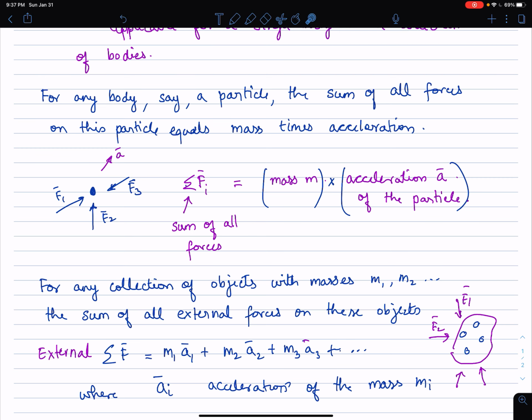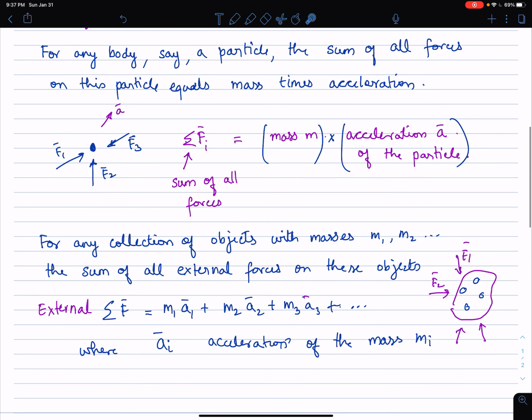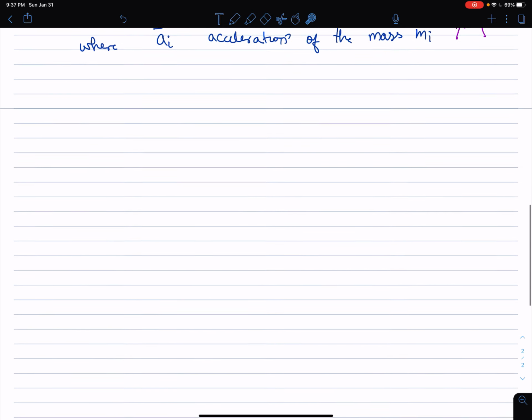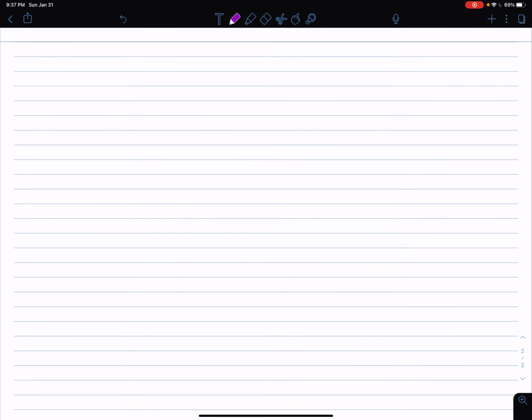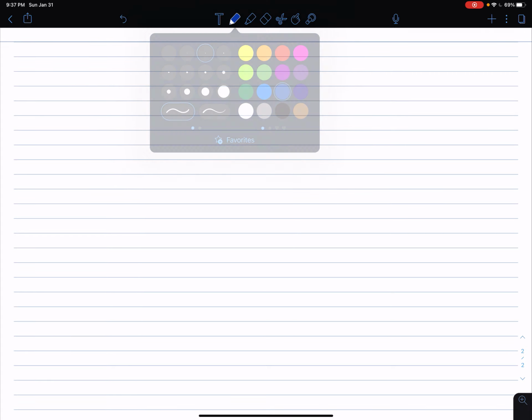Okay, so that's the main equation. You're all familiar with this version. I guess now you can get familiar with this version. Like I said, we will mainly use this one. Okay, so let me just write down the procedure for solving basic particle dynamics problems.